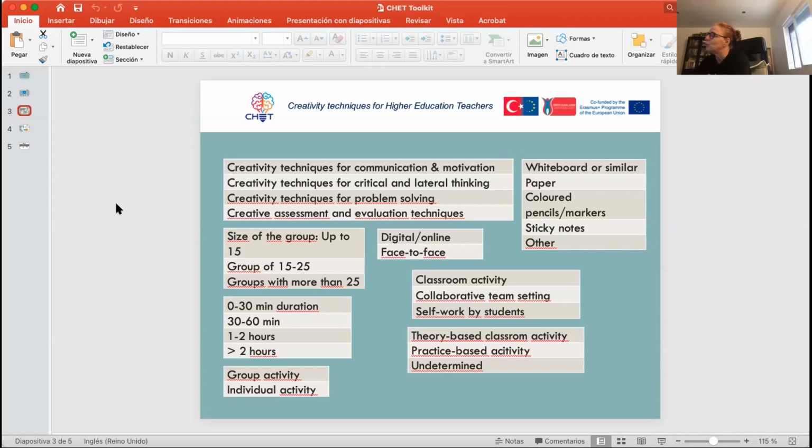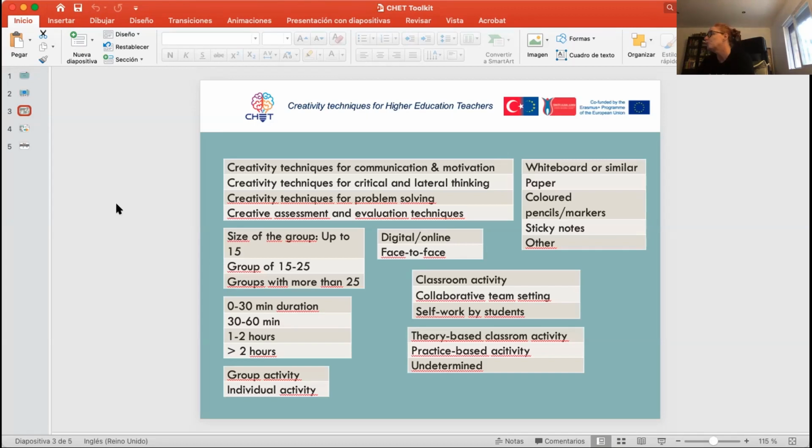And of course, you have also techniques which allow self-work by the students. Again, here, many techniques allow for different situations depending on how you adapt them a bit to the specific situation you're seeing. Of course, we also have techniques which are better placed for theory-based classroom activities, practice-based activities, or those which are undetermined. So those for which we have not been able to say they're better for theory-based or practice-based. So we said, instead of clicking on both options, we made it undetermined.